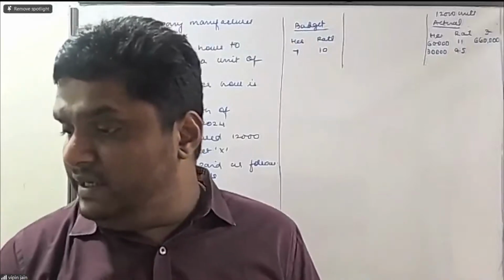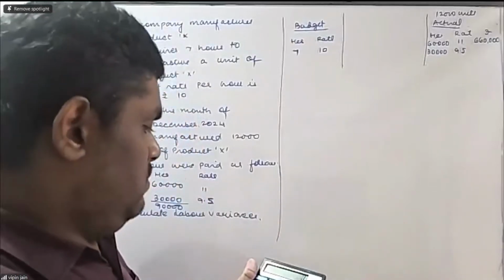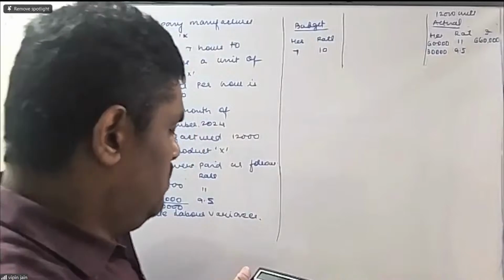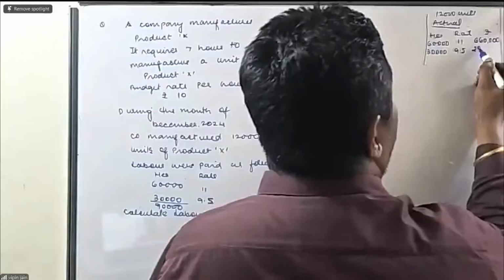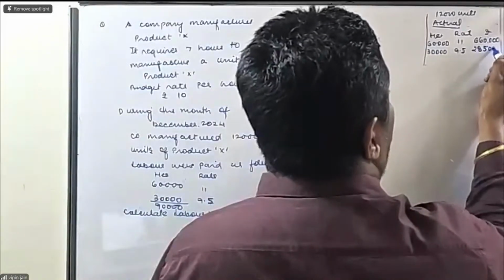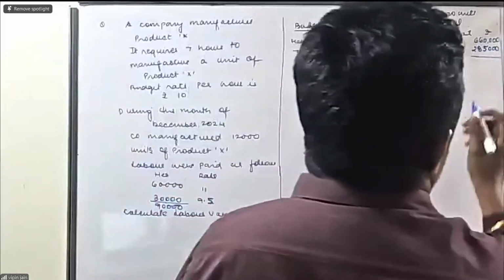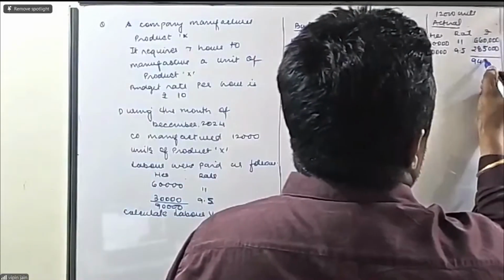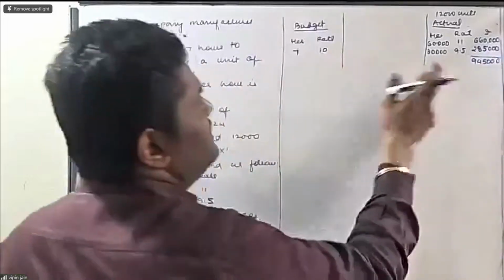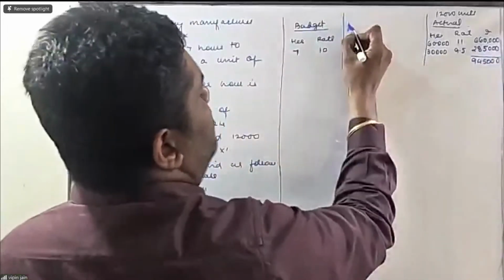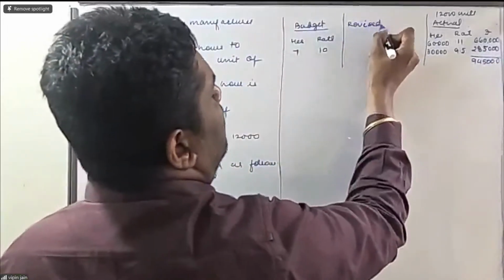I think Dilip, this time it is correct. Very good, Dilip. So this will be 2,85,000. Now, since these two figures are not comparable, we'll prepare revised standard.